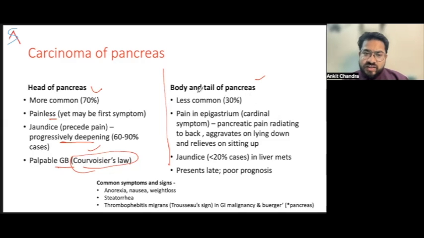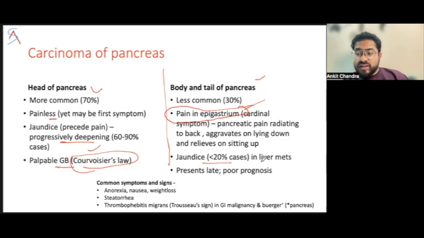There are fewer chances of the body and tail having carcinoma, but they typically present with the pain of pancreatitis. It's a very typical pain. It's very severe, intolerable pain which radiates to the back, at the level of L1 and L2. There is retroperitoneal inflammation, and the pain will aggravate when the patient lies down, and will be relieved when the patient sits up or stoops down. That will reduce the pain. Jaundice will occur in very few cases, less than 20% of the cases.